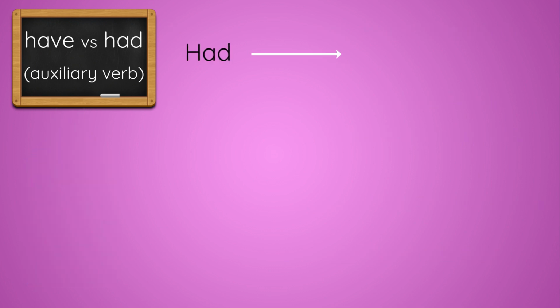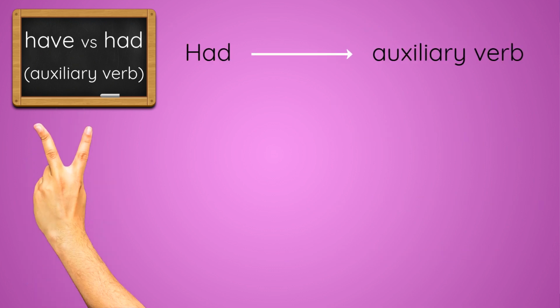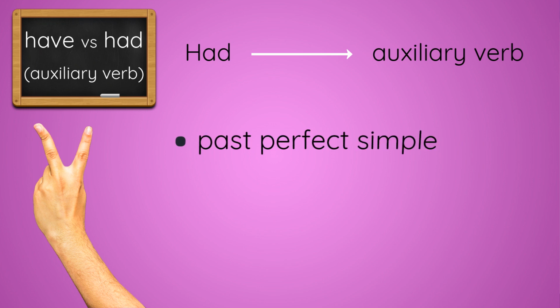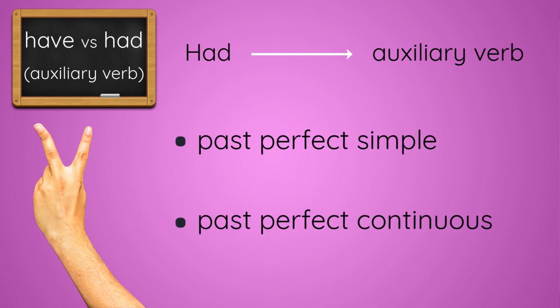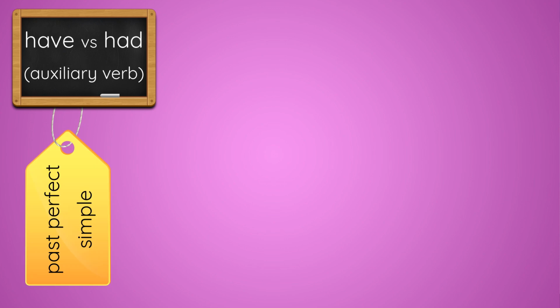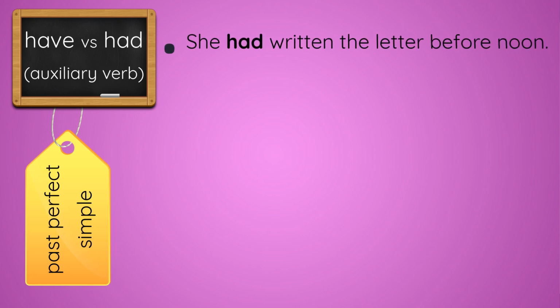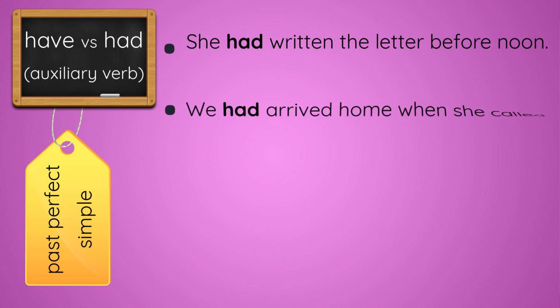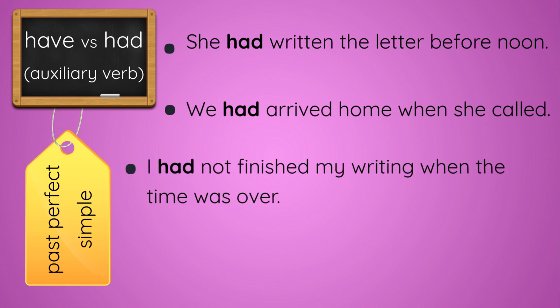Now, had as an auxiliary verb is used in two conditions, past perfect simple and past perfect continuous. Examples: past perfect simple. She had written the letter before noon. We had arrived home when she called. I had not finished my writing when the time was over. Had he called you before?